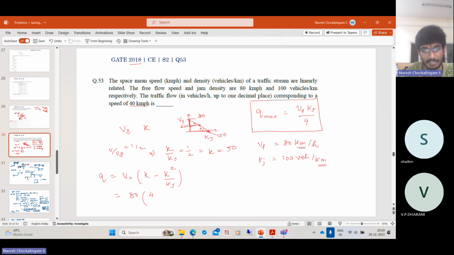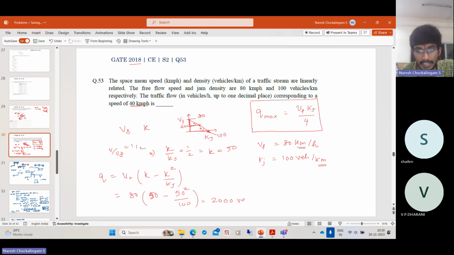So directly you can substitute in this formula, no problem. Corresponding to a space mean speed of 40 kilometers per hour, the density is 50. Jam density is 100. So 80 into 50 minus 50 squared by 100. So 50 squared by 100 is 25. So 50 minus 25 is 25. 25 into 80 is 2000.